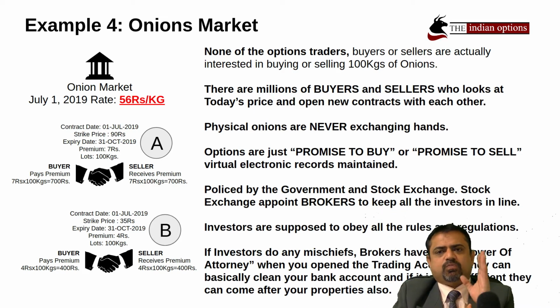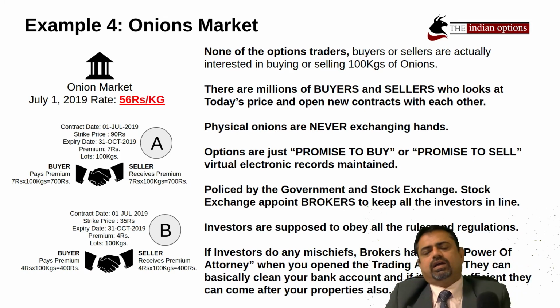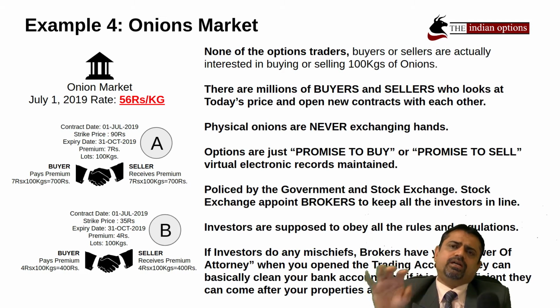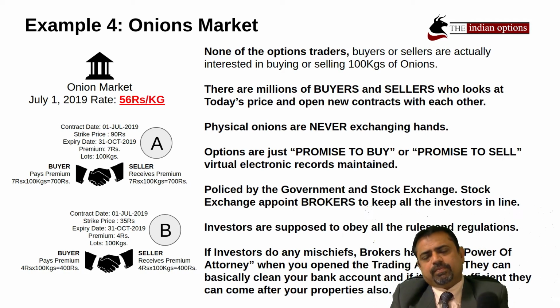That's all. It's just a promise to buy, promise to sell. And these promises are actually governed by the government and the stock exchange, and they appoint the brokers to keep investors in line, right? So you cannot go and directly purchase anything in the market. You have to go through the brokers. So you have to open a brokerage account and then you can trade in this option. So all these, government, stock exchange, brokers, these are the people who will actually keep you in line, right?